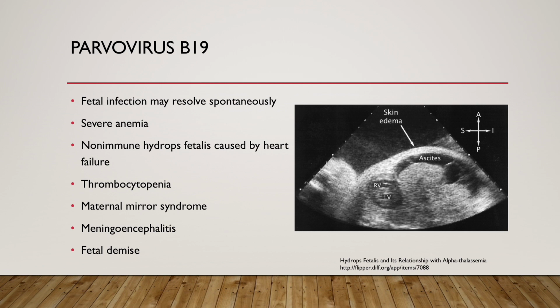If the fetus is affected, the infection may spontaneously resolve. However, common sequelae of fetal parvovirus are severe anemia, non-immune hydrops fetalis caused by heart failure, thrombocytopenia, maternal mirror syndrome, meningoencephalitis, or fetal demise. The picture on the right shows hydrops fetalis. It is a type of heart failure where fluid builds up in the fetus, as you can see from the ascites, or increased fluid in the abdomen, and skin edema.